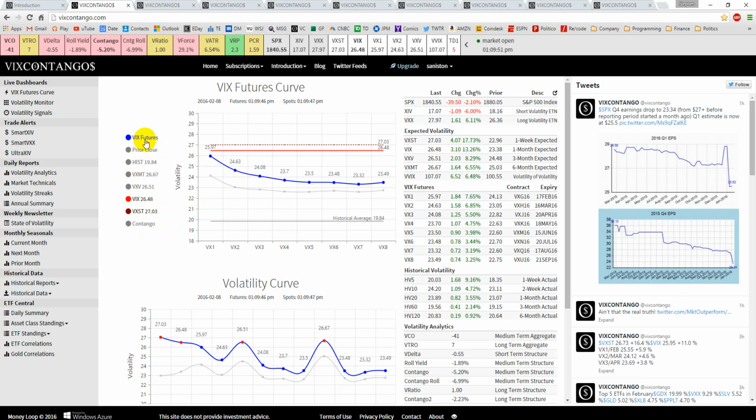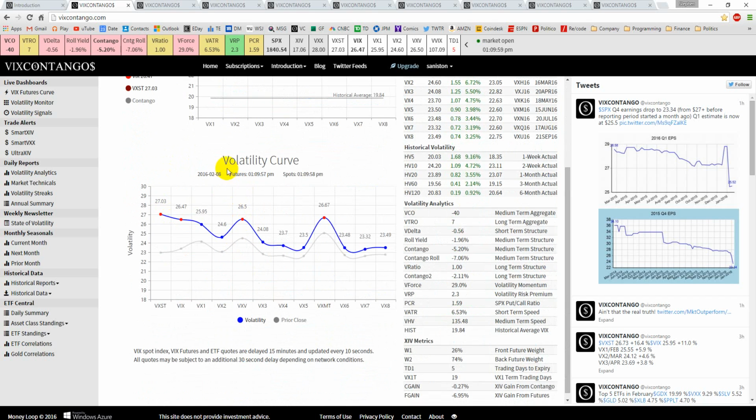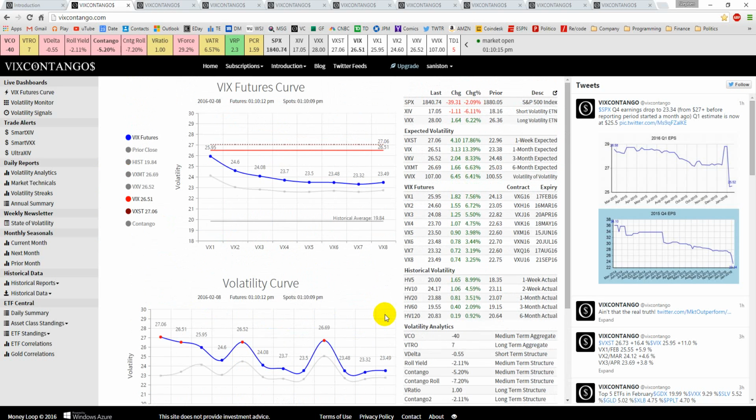And you can turn off any of those lines. You can turn off the VIX futures if you want. You can turn off the prior close line. You have some flexibility with that. Then you also get to see the volatility curve chart. This combines the spot VIX indices with the VIX futures. The spot VIX indices are with red dots, and this is what the volatility curve looks like right now.